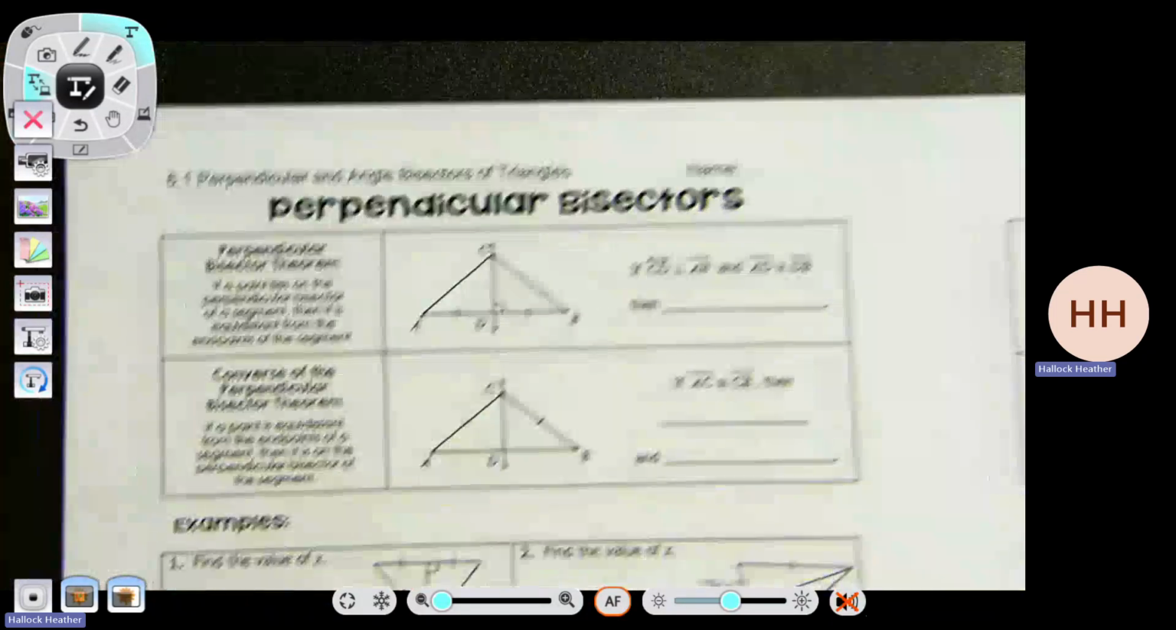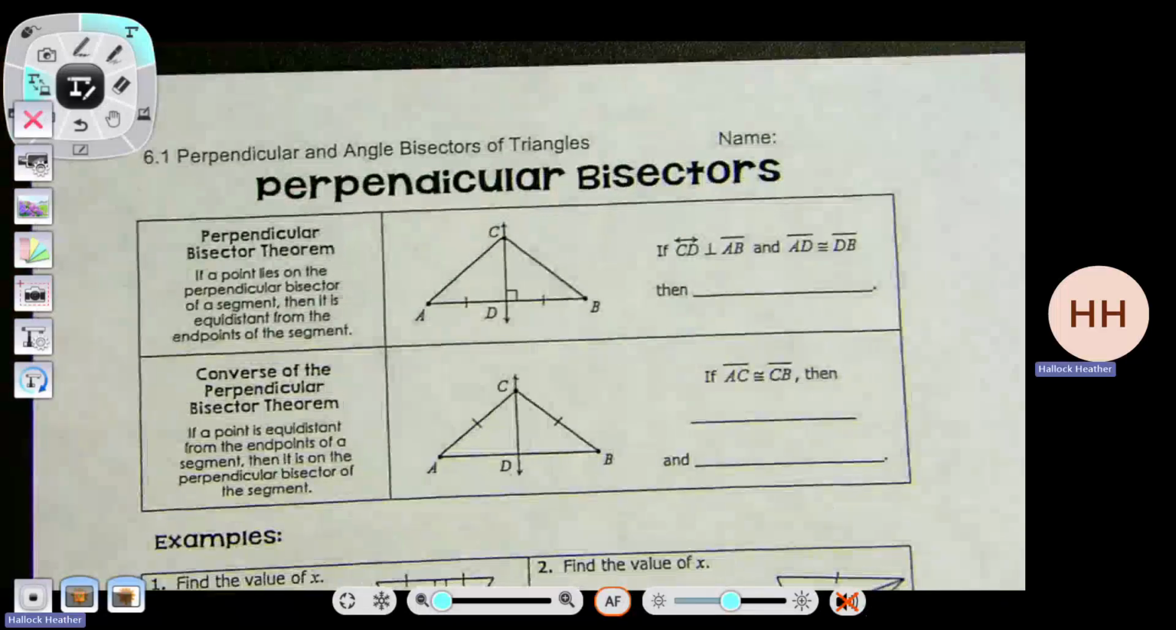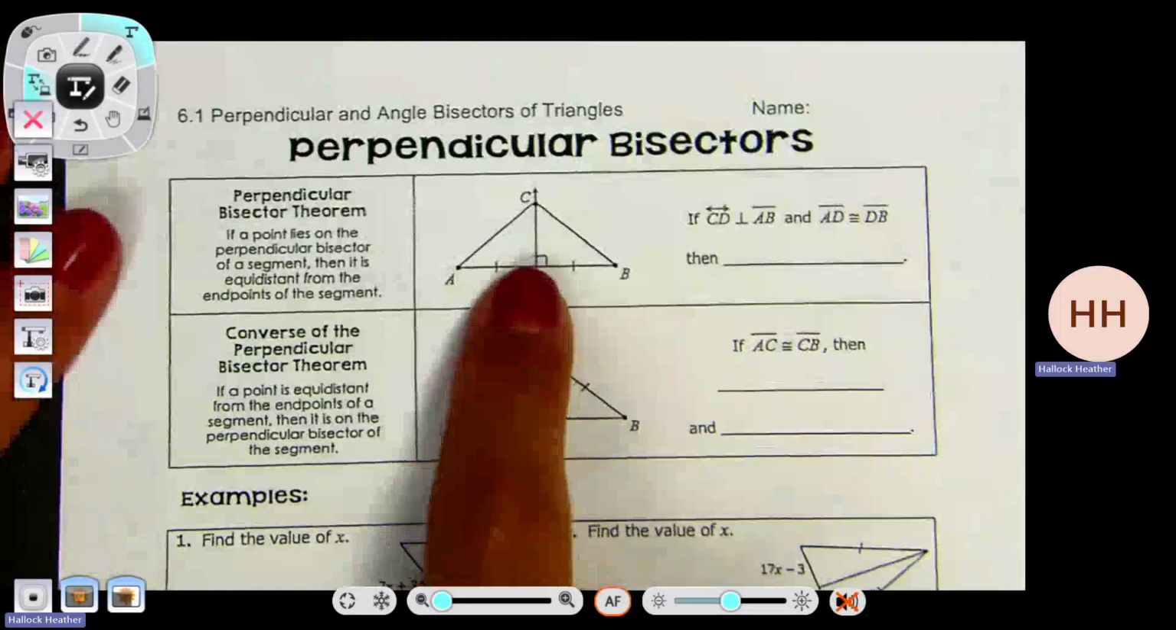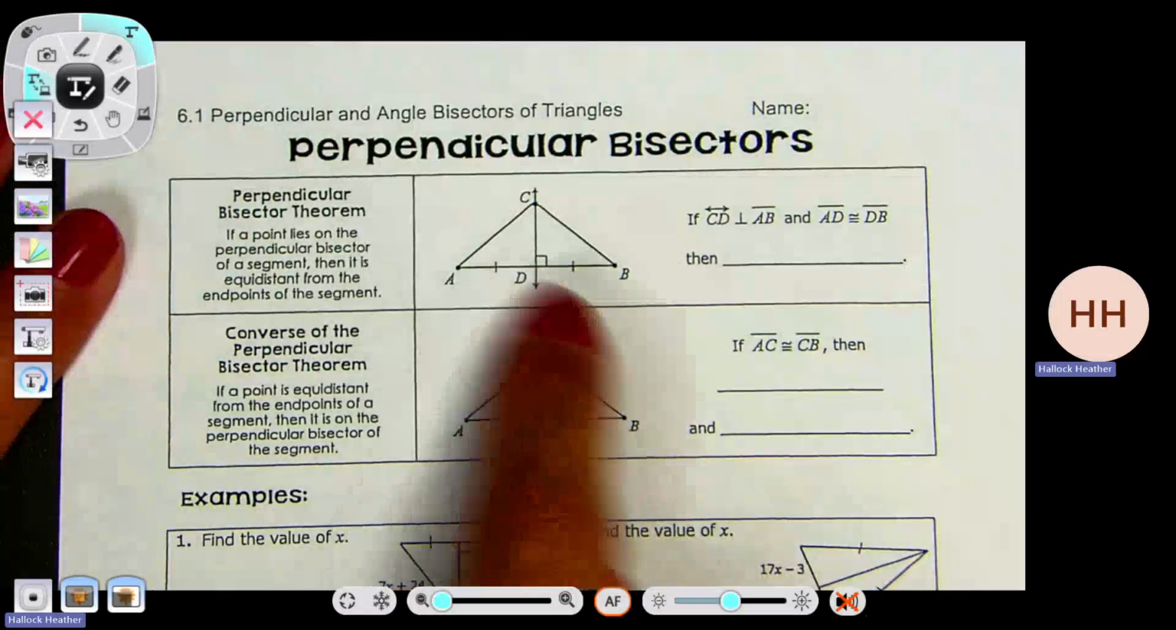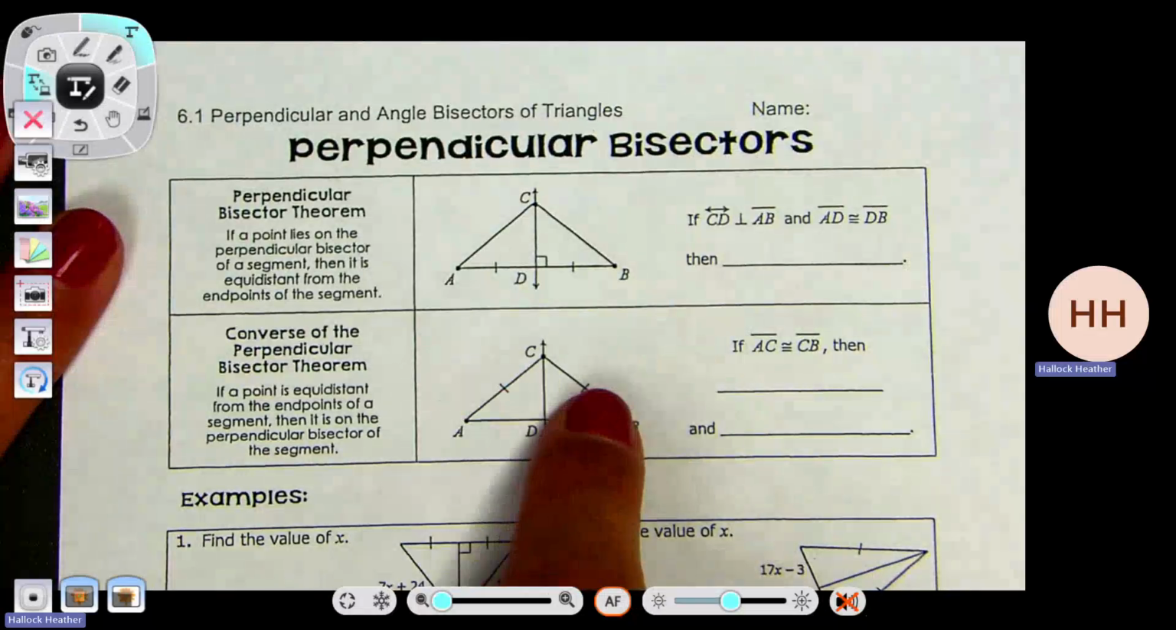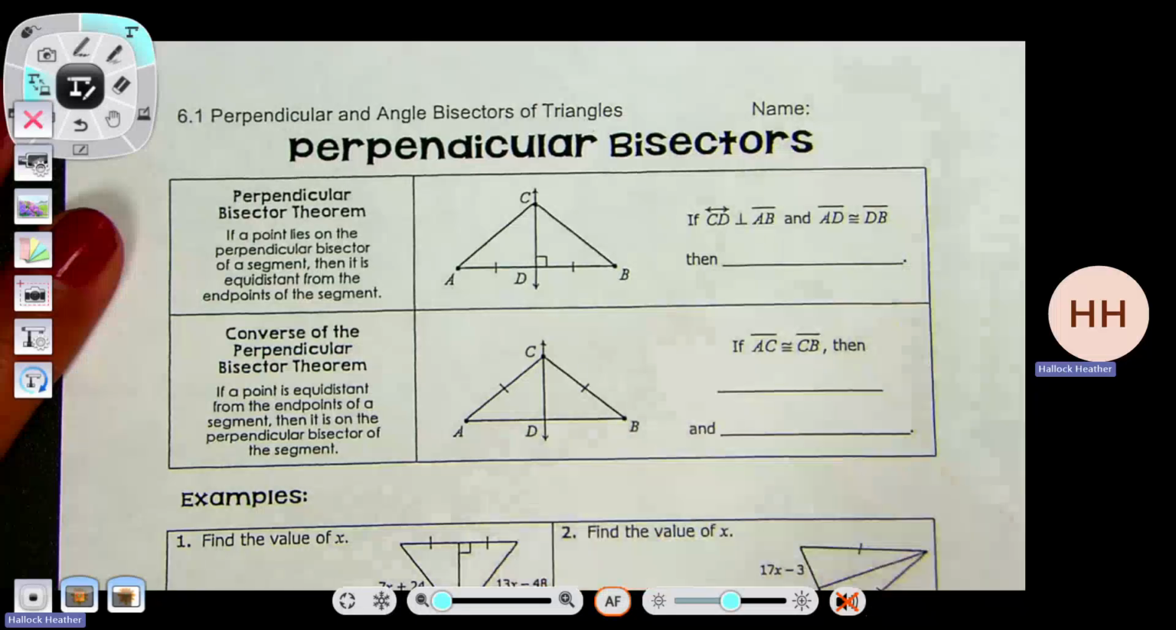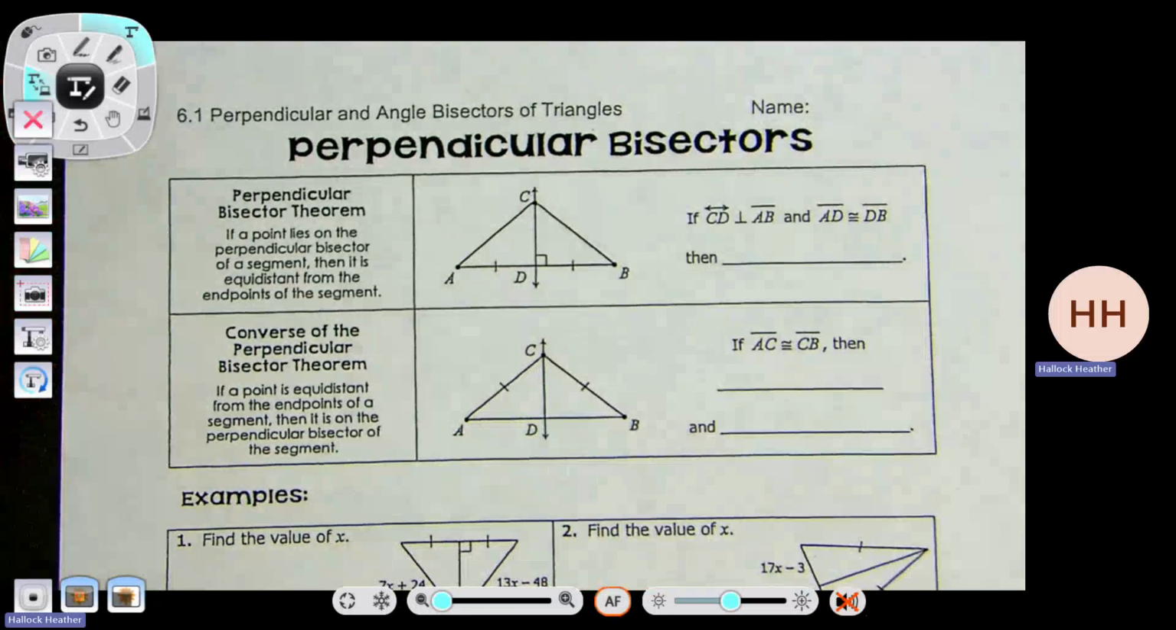So, for this, we're gonna review perpendicular bisectors, basically splitting. If you have a 90-degree angle, then it splits the bottom. If you know the sides are congruent, then that's splitting the bottom as well. So it's the same thing opposite. We're not going to fill in the notes because we technically already did.